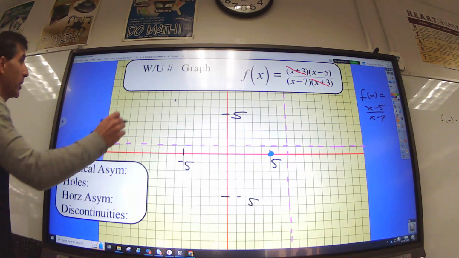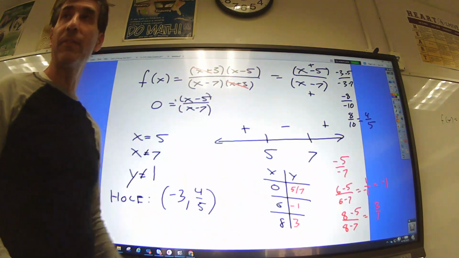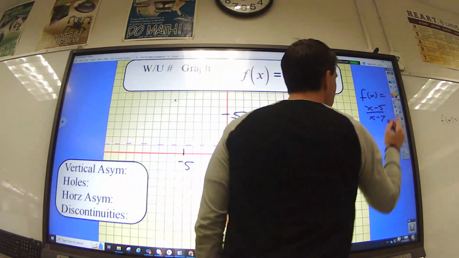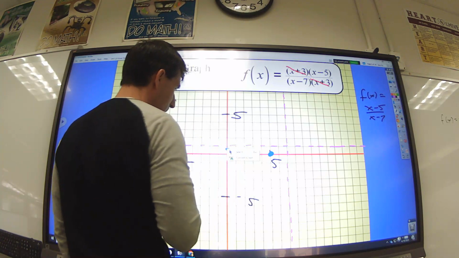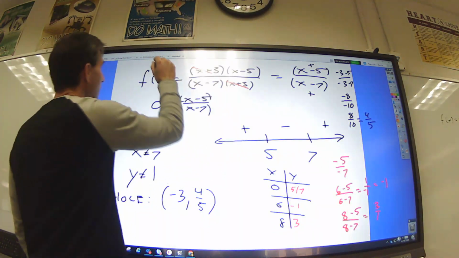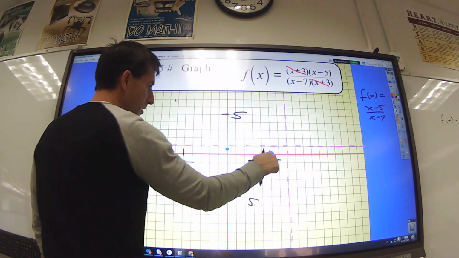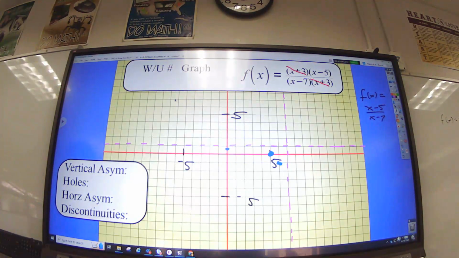Let's do our random points. I got 0 and 5/7 as a random point. Do that in blue. 0 and 5/7, which will be right about here, approximately a little bit less than 1. I got 6 and -1. 1, 2, 3, 4, 5, 6, -1. I got that point right there.